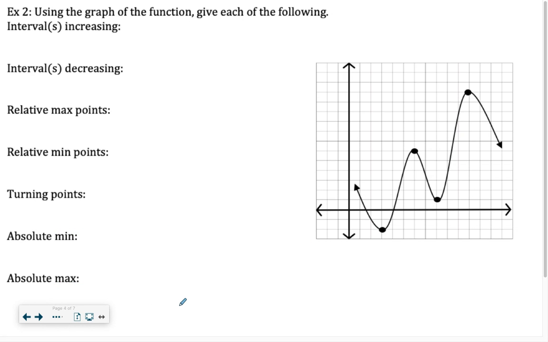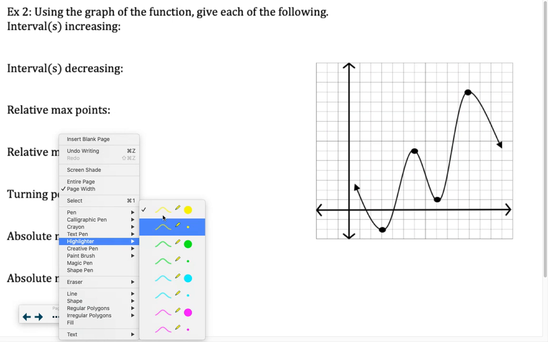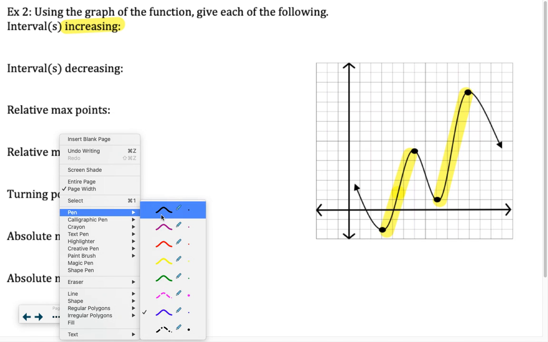So let's do another one here where we're identifying intervals of increasing, decreasing, relative mins and maxes, and turning points and absolute mins and maxes. Okay, so first, the intervals where the function is increasing, right? Those are where we are going up as we look from left to right, where the y values are going up. So that's going to be here and here. Okay. So let's highlight increasing. So let's list those intervals.